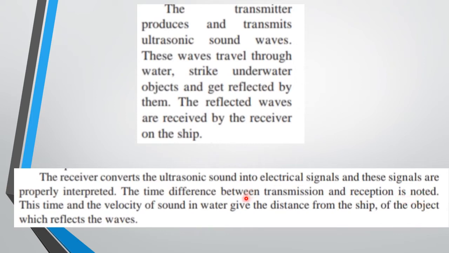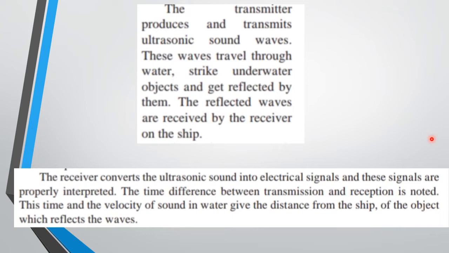That means how much time it is taking to reach that particular obstacle, that is the transmission time, and how much time it is taking for the reflected waves to come back to the receiver is noted. This time and the velocity of sound in water gives the distance from the ship of the object which reflects the waves. So this is how you determine at what depth the ship is inside the sea. So this was all about the sonar.